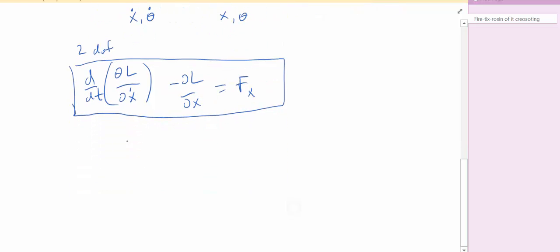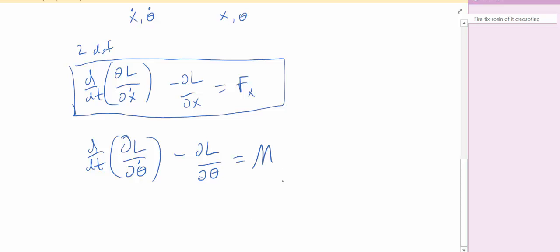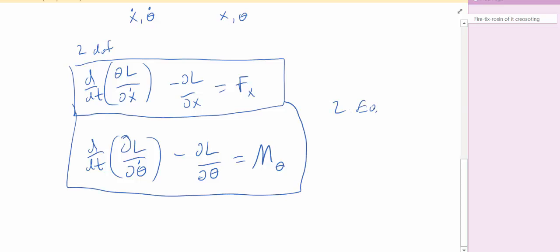Our second equation of motion is partial of L with respect to theta dot, d/dt, minus partial L with respect to just theta. And because theta is an angle, that capital Q becomes a moment about theta. So these are our 2 EOMs, or equations of motion.